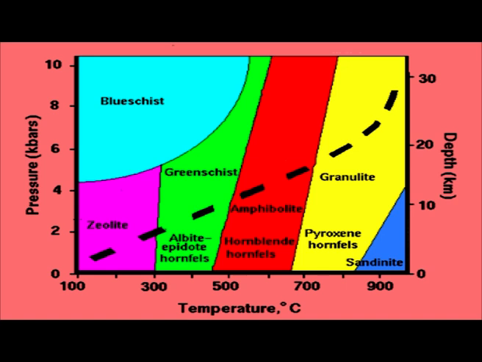These grades have a temperature range from 500 to 550 degrees centigrade up to 700 degrees centigrade, and are indicated by index minerals like staurolite and sillimanite or cordierite. Seventh, blue schist, amphibolite. Eighth, higher grade.